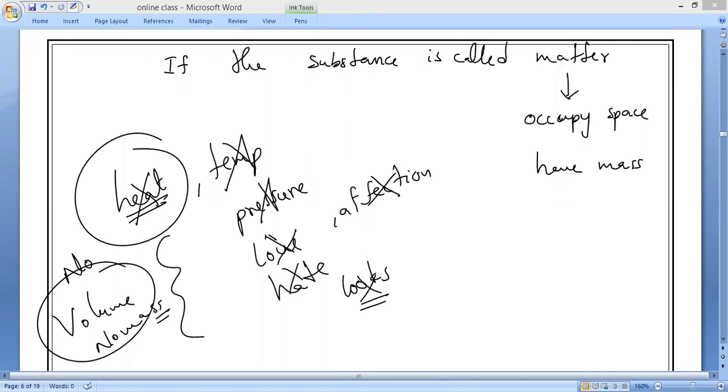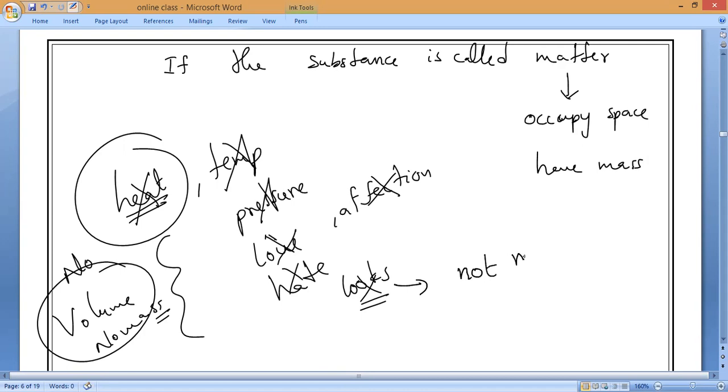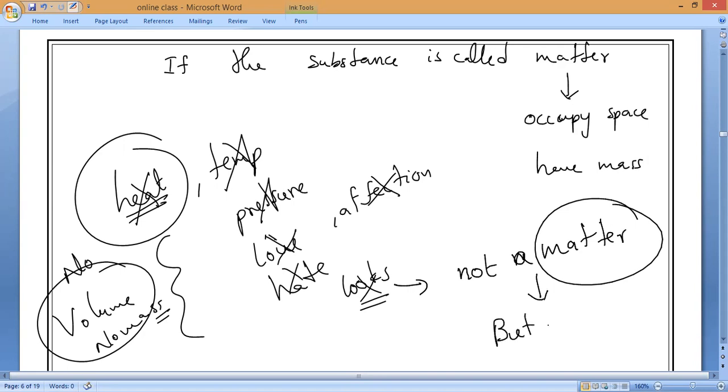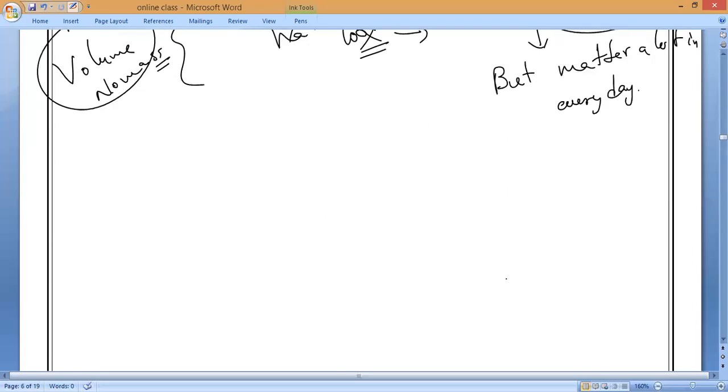Yes, sir. These things matter a lot in our daily life. Yes or no? They are not matter, but they are very important in our life or not? Emotions, love, hatred, affection, everything, friendship, taste, smell. Yes. So all these things are not matter in the chemistry sense, but they matter much in our daily life. Is it yes or no? They matter a lot in everyday life. Is it true or not? Will you accept it?